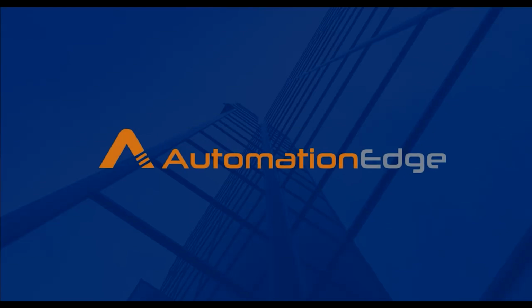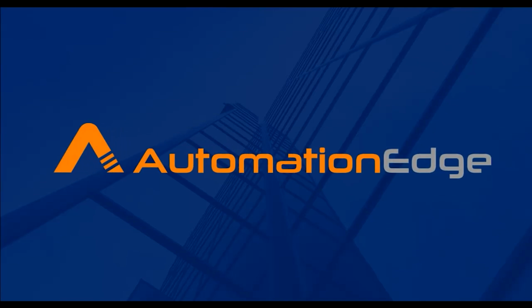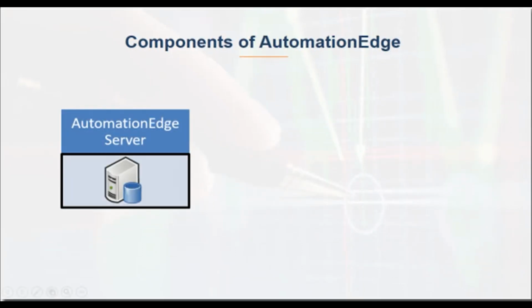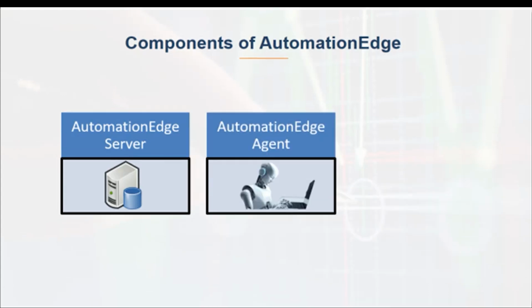In earlier videos, you were introduced to the AutomationEdge platform and its wonderful features and functionalities. If you have not watched them, then I would definitely recommend you to watch them. You are now aware that AutomationEdge has three major components. AutomationEdge server. We can have on-prem and on-cloud instances of AutomationEdge server. AutomationEdge workflows are deployed on AutomationEdge server. Then AutomationEdge agent. It is a digital worker which executes workflows.